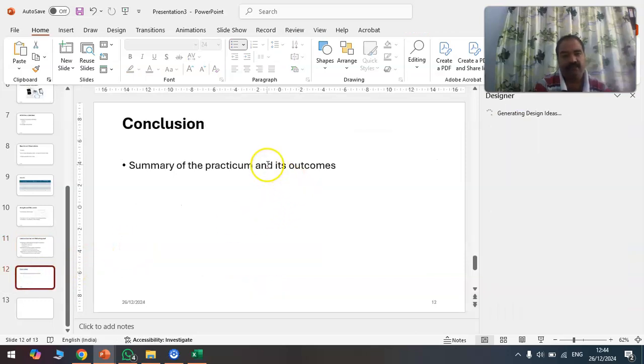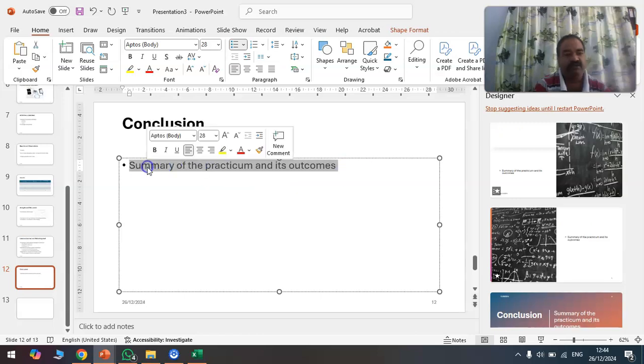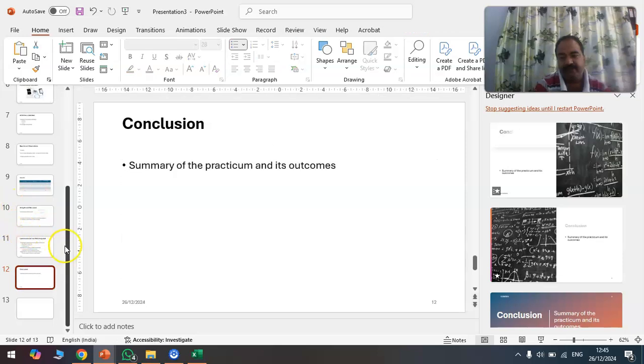Now, the final conclusion, what you have concluded after doing this project. This is what you are supposed to write here: that in this particular project, I have developed this solar charger.